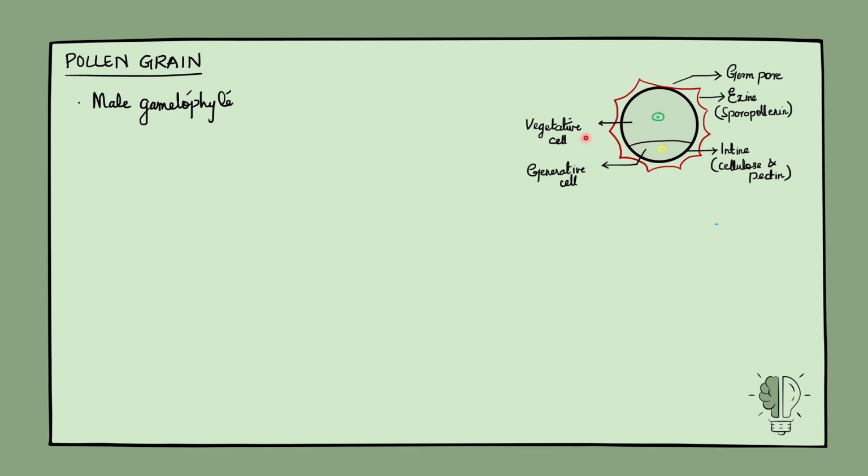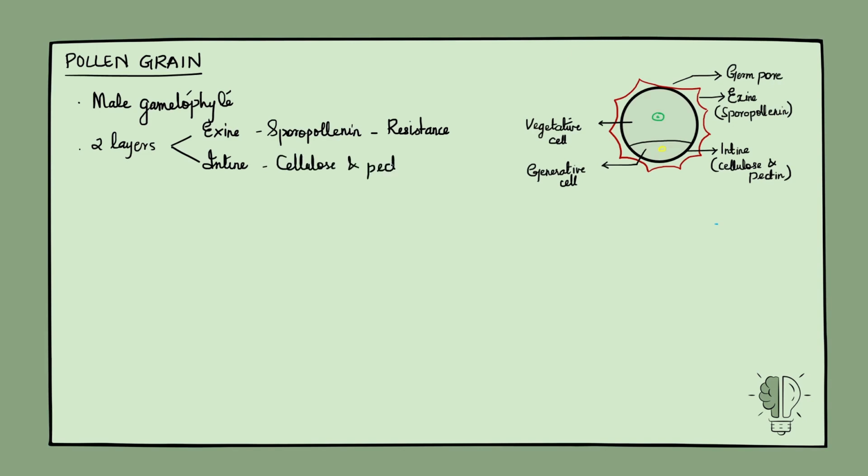Now the vegetative cell contains food reserves and it provides nourishment to the male gametes that are produced by the generative cell. So we've learned that the pollen grains have two layers. The outer layer is called exine and the inner layer is called intine. Exine is made up of sporopollenin and it is a highly resistant substance. That means no enzyme can degrade this layer. And intine is made up of cellulose and pectin.